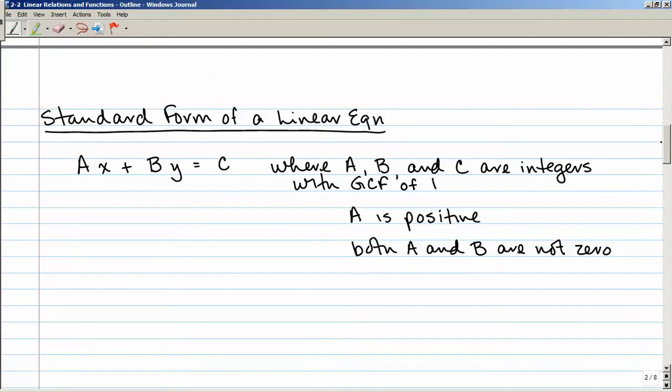Standard form of a linear equation, you'll probably remember this from Algebra 1 as well, is ax plus by equals c, where a, b, and c are integers. They cannot be fractions or decimals, and they have a greatest common factor of 1. In other words, a, b, and c cannot all be divided by the same number. A has to be positive, and a and b cannot both be 0. One or the other can be 0, but not both of them.